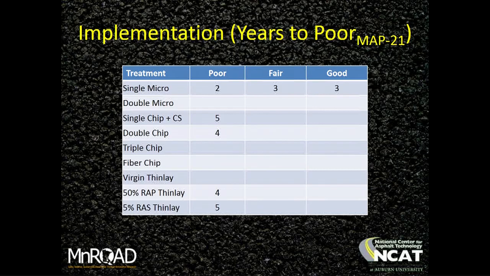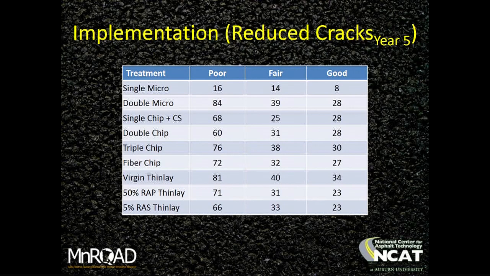And as you can see, most of our test sections haven't gotten down to MAP 21 poor yet. It's the more vulnerable treatments where you see numbers where it's already slipped down to MAP 21 poor. All the other cells, at some point greater than 6 years, because that's where we are right now, will it be back to MAP 21 poor?